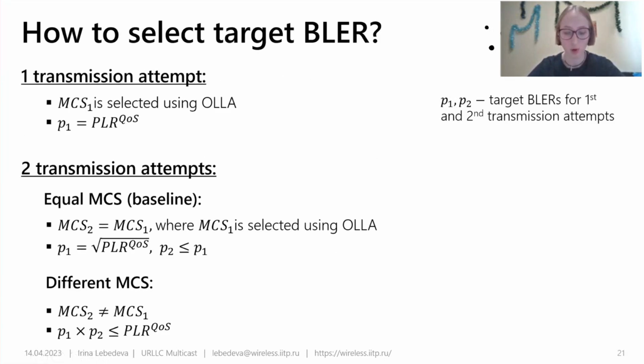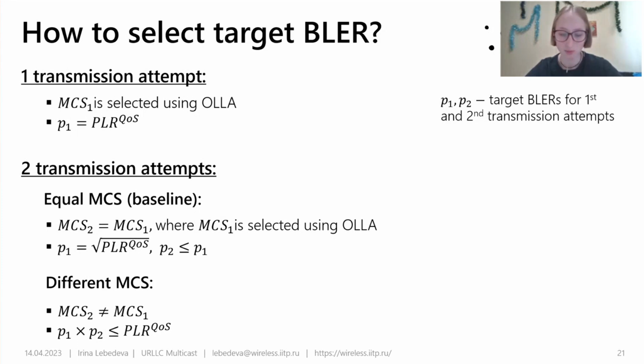In case of one transmission attempt, we can set P1 equal to PLR cost and select all the parameters accordingly. But in case of two transmission attempts, the base station has to select two MCS. The simplest approach is to use the same MCS for the first and the second transmissions. The MCS1 is selected using the OLLA algorithm with the target BLER P1 equal to the square root of PLR cost. By taking into account the HARQ combining gain, it is assumed that P2 is less than P1, and thus the overall reliability requirement is satisfied.